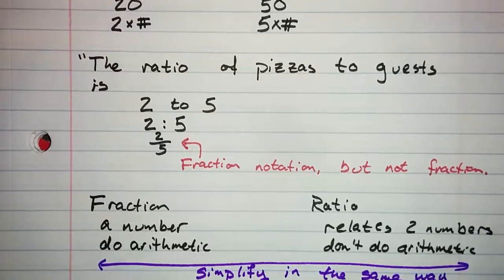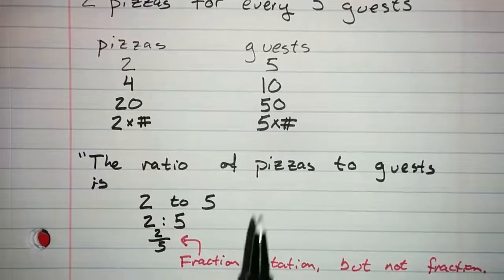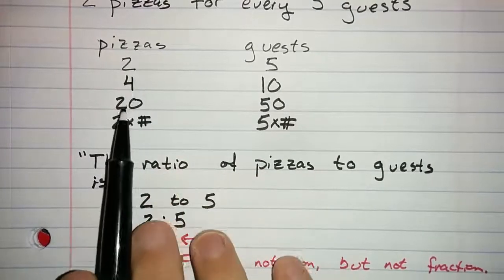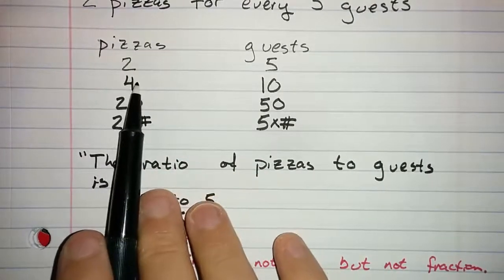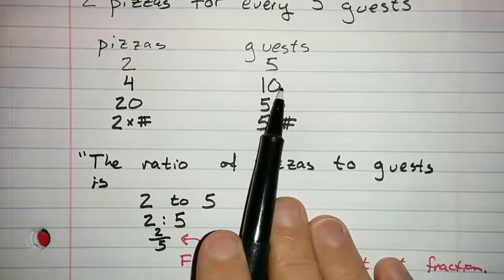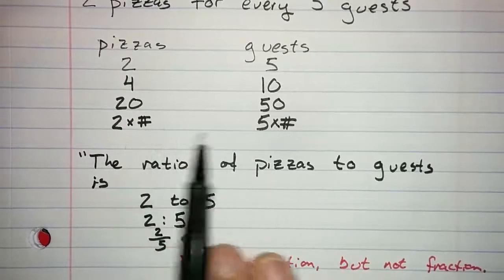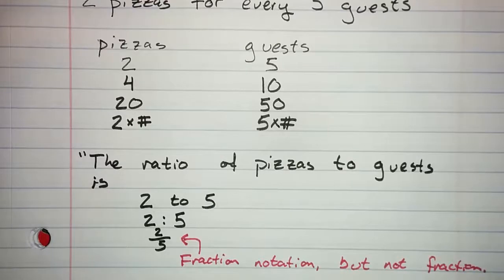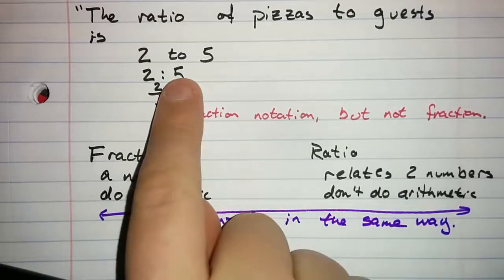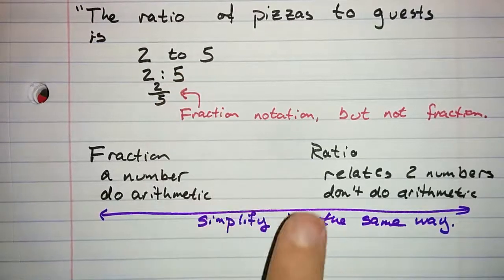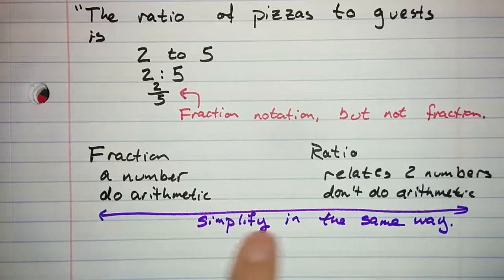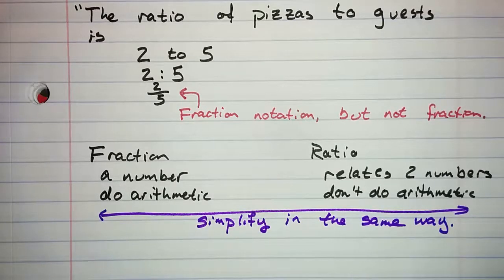Why is that? Well, in our understanding up here, we could multiply the number of pizzas and the number of guests by the same number freely. We could also get rid of a common factor, just like with fractions. So we will be able to simplify ratios by pretending that they're like fractions. But when we pretend that a ratio is like a fraction, it's important to remember that we're pretending.